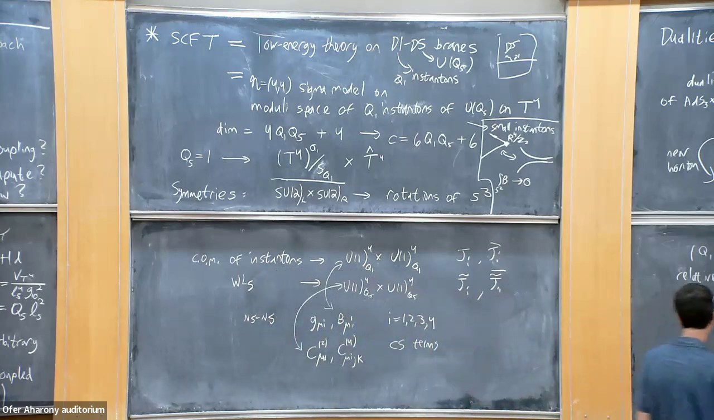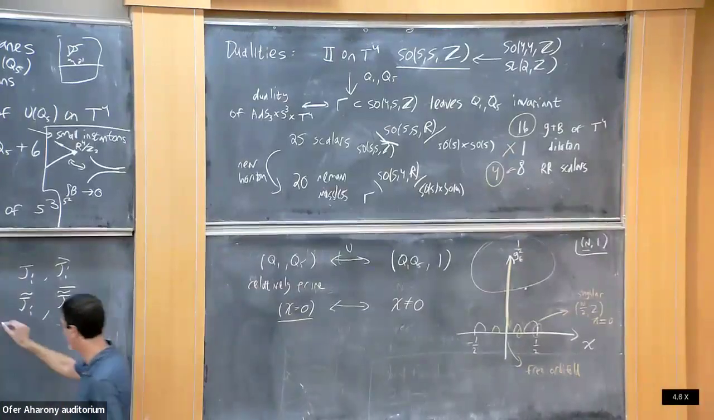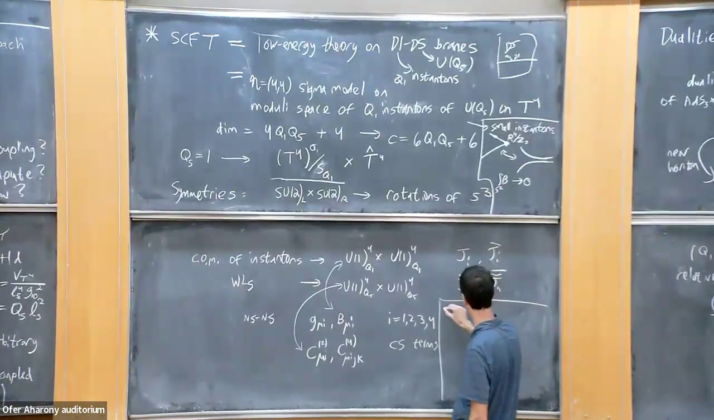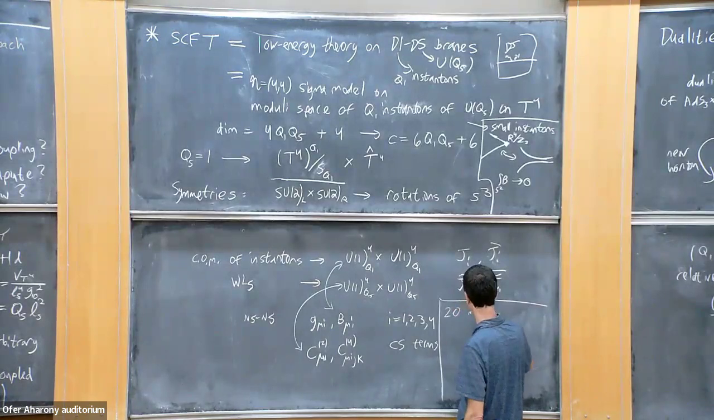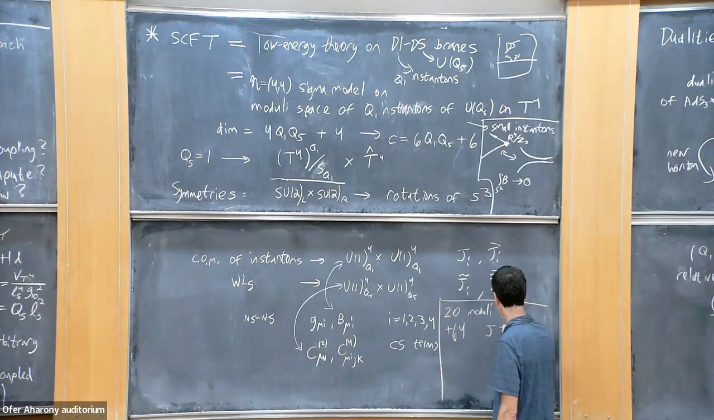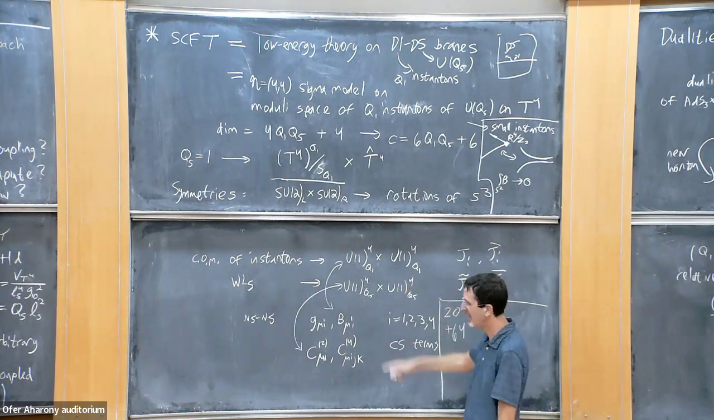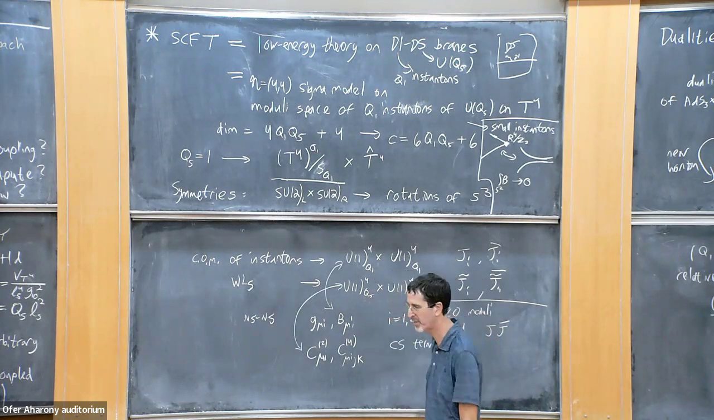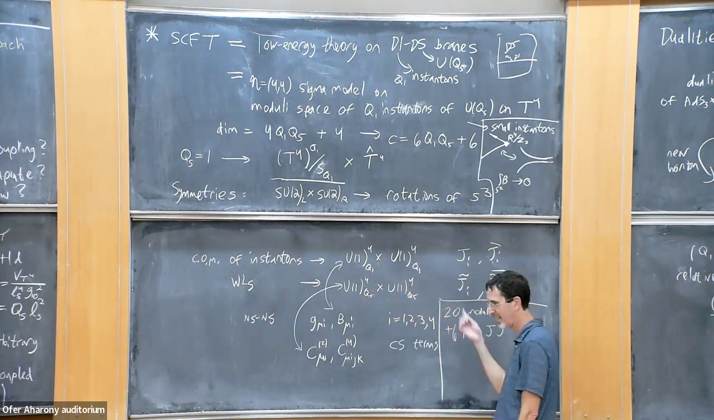So the story is that these CFTs don't just have the 20 moduli that I described before, but they also have 64 additional exactly marginal deformations that look like J Jbar deformations. Whenever we have a U1 left-moving current and a U1 right-moving current, then their product is an exactly marginal deformation.